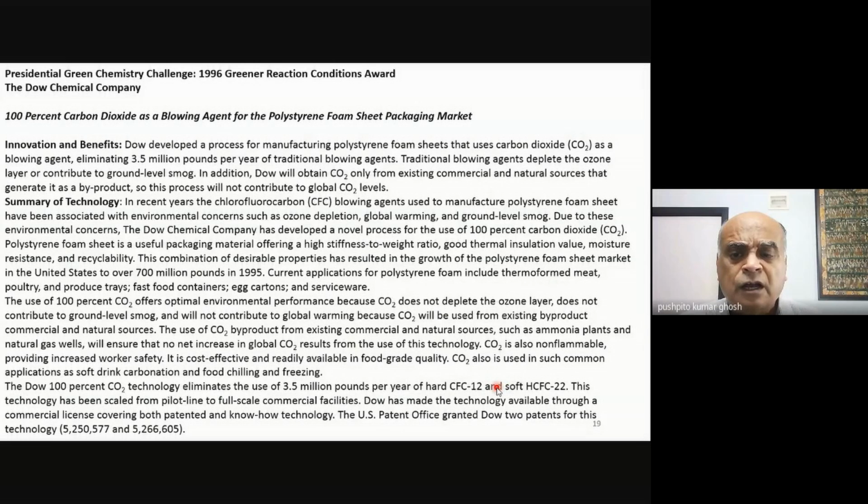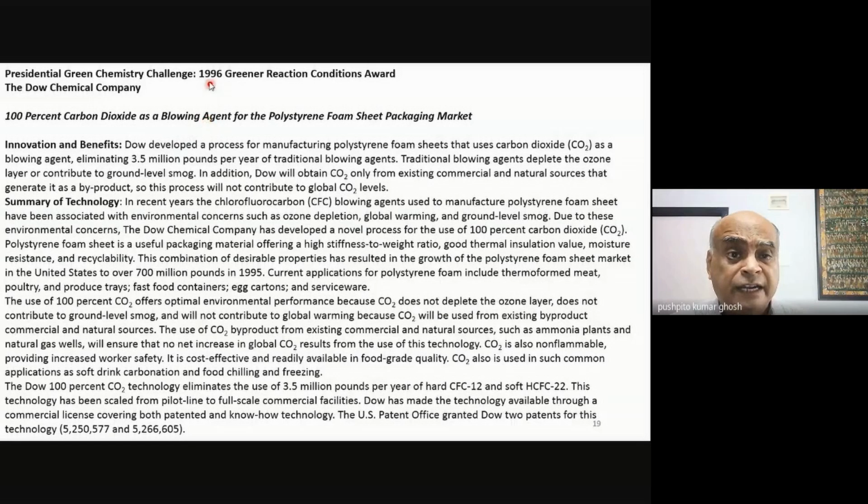Now, this was a huge impact, and that's the reason why they won the presidential medal. Because on the one hand, they knocked off the use of CFCs, which is so bad for the ozone layer. And on the other hand, they were able to mop up the CO2, which they were probably producing in their factories. So they gained both ways, and it was such a good technology, and they realized that many people will want to avail of this technology. So they're now even offering this technology on a licensing basis. I mean, you can buy it from Dow. So this is one of the very wonderful uses of CO2.